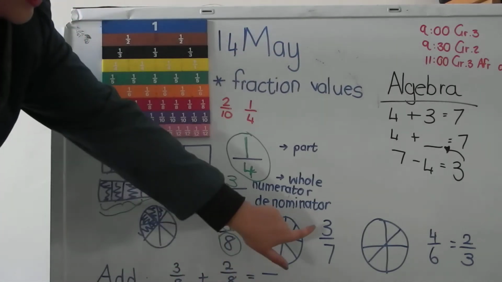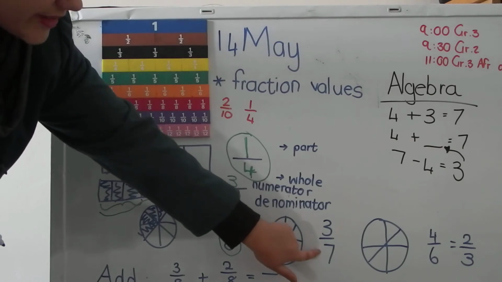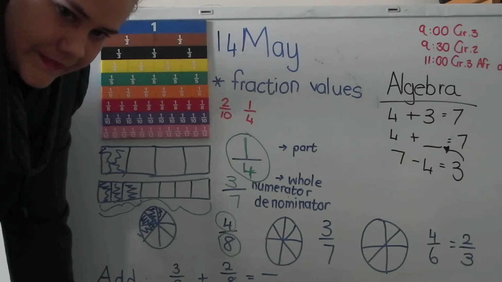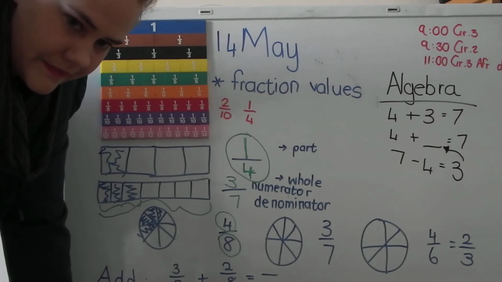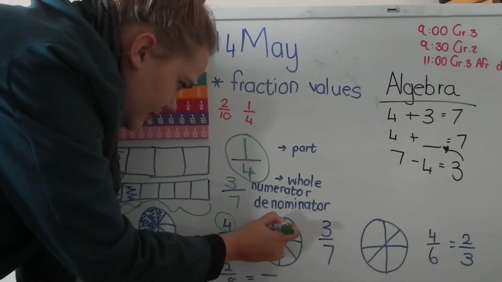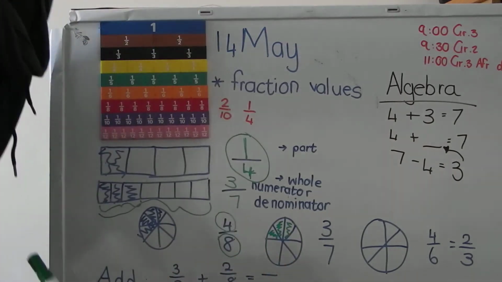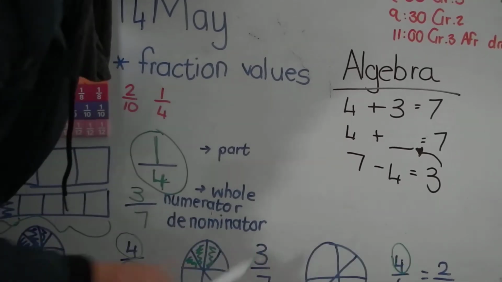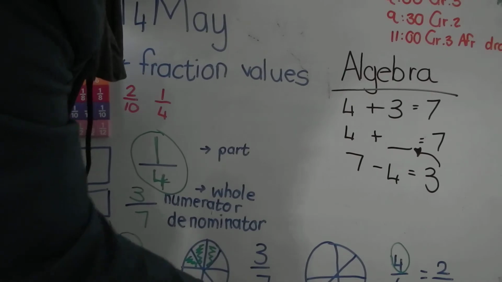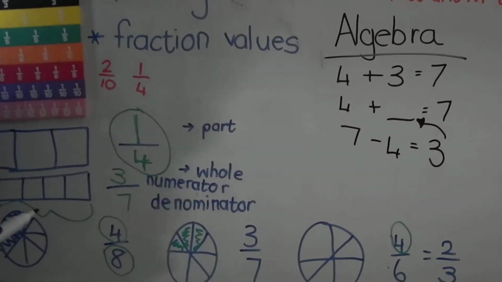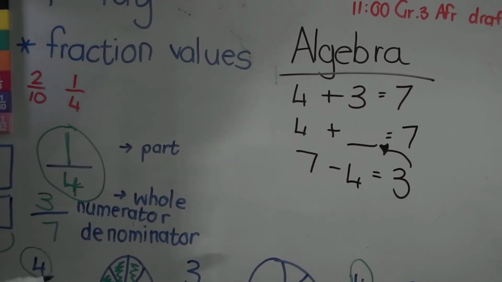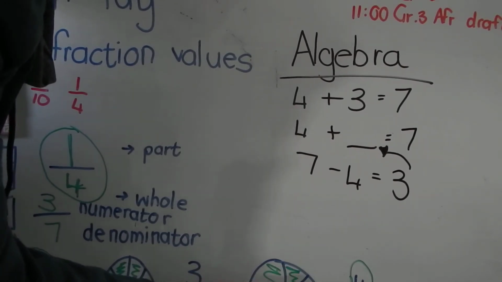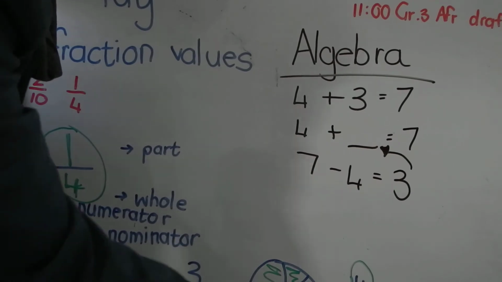Okay, so now we have to color in three of the seven pieces. So what do we color in? We color in the three. You color in three blocks. Okay, now we have six pieces and we need to color in four pieces. So four of six. So what do we do with the circle? We color in four. So 1, 2, 3, 4 of the six pieces is colored in.